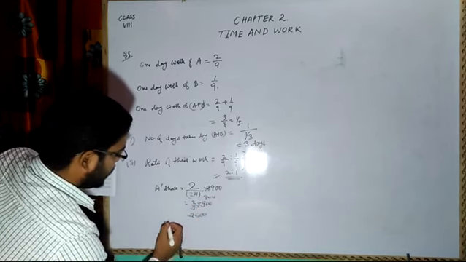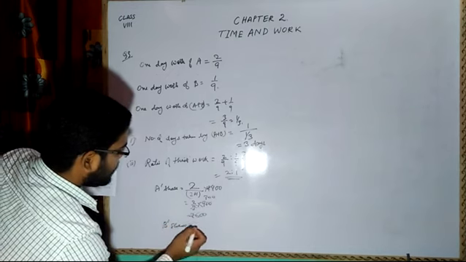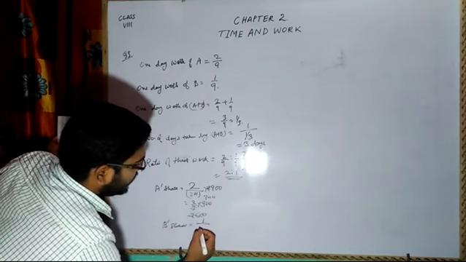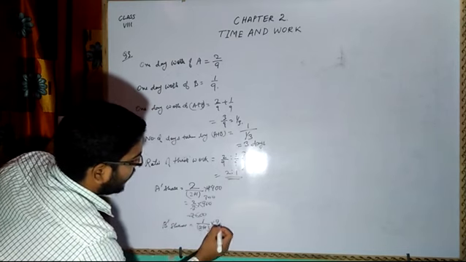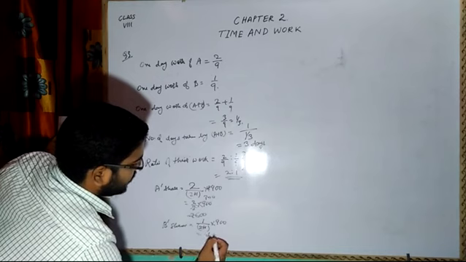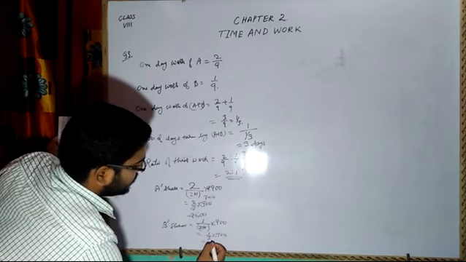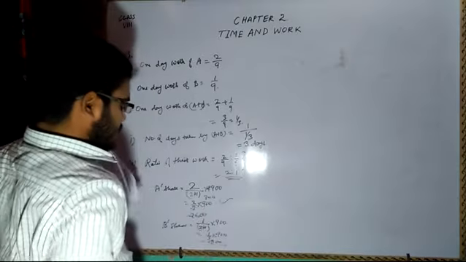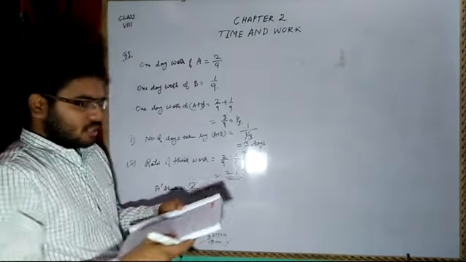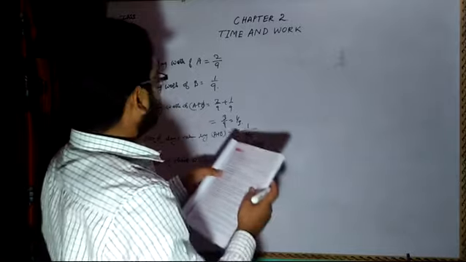Now B's share is equal to, B is 1 by 3, again 2 plus 1 you will take. 2 plus 1 into 900. That means 1 by 3 into 900. That means equal to 300. So A will get rupees 600 and B will get rupees 300. Now we will move on to question number 4.